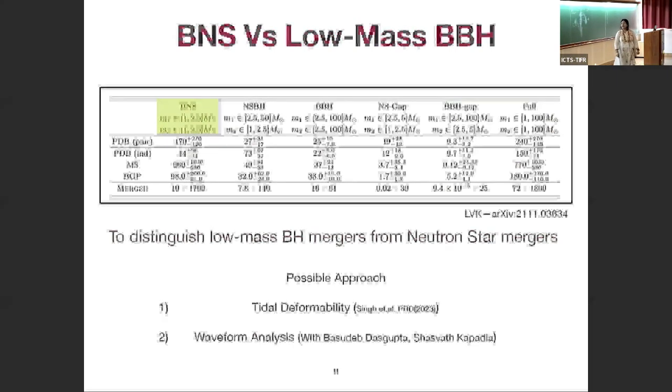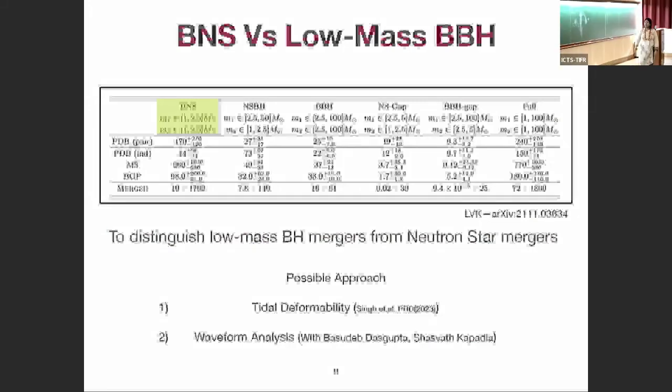solar mass, it labels it as a neutron star. But we can tell you that there can be 1 to 2.5 solar mass primordial black holes. There can be 1 to 2.5 solar mass, this kind of transmuted black hole. So how to distinguish whether we are seeing a binary neutron star merger or a binary black hole merger?